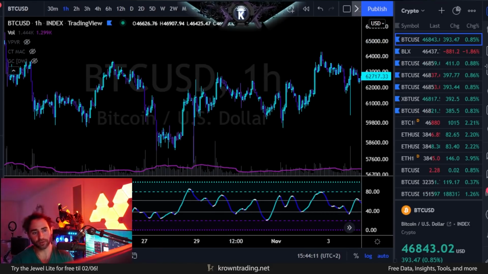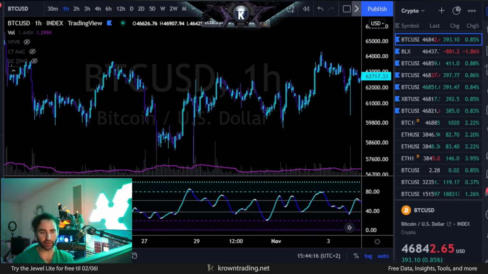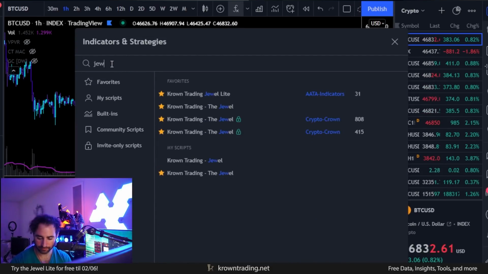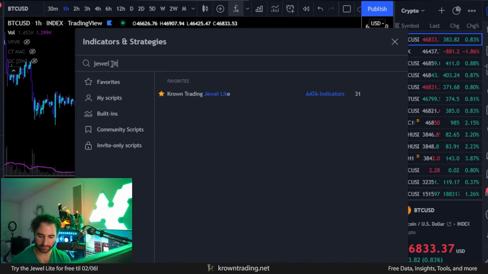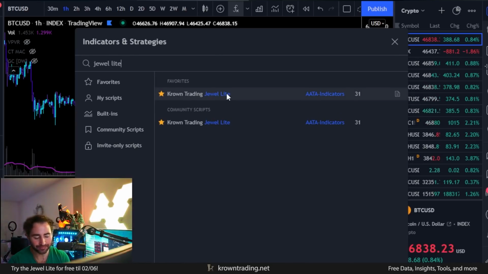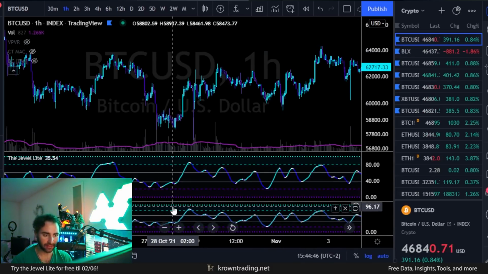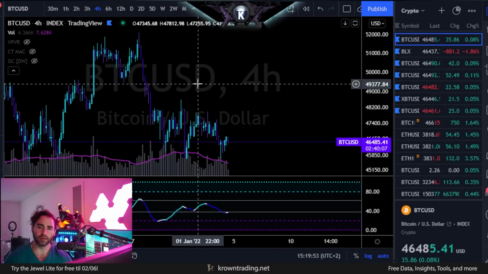So let's go over here, and anyone can do this. This is public, this is free. All you need to do is go into TradingView, and you're going to go into the Indicators and Strategies tab on TradingView. Just click it right there. And all you need to do in the search bar is type in Jewel Lite, just like that. Beautiful. And then you can click on it right there, of which I will do, and that will bring it up in the bottom pane right here. And then there, it's yours. Enjoy.